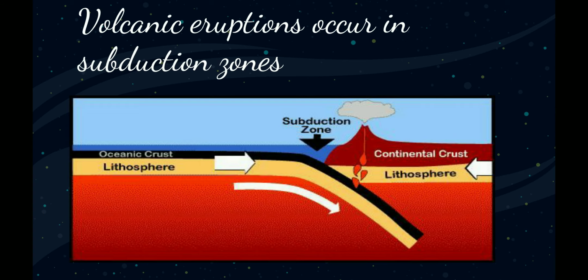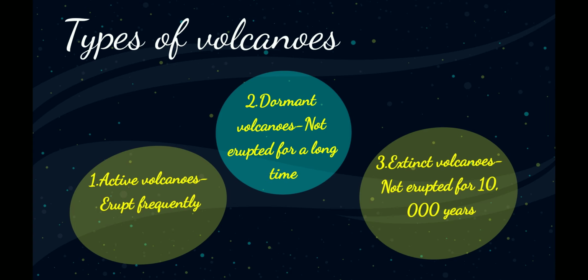Volcano eruptions occur in subduction zones, which are created when two plates, usually an oceanic plate and a continental plate, collide. The oceanic plate is overlapped by the continental plate, forming a deep ocean trench just offshore, meaning a long narrow ditch.